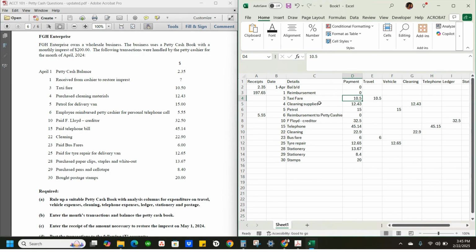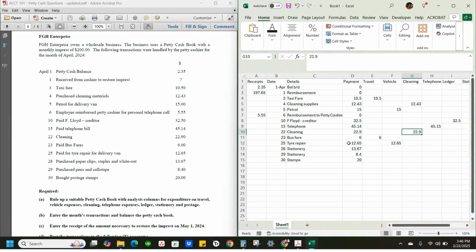On the third, again, we have a taxi fare for $10.50. That's here, and that's in our travel column. Purchase of cleaning materials, we have that here in the full for $12.43, and that's in our cleaning column. $15 on the fifth for petrol, we have that here and in our vehicle column as well. The reimbursement from the employee, we have that over here, 5.5. The next one is the payments of the creditor for $32.50. We have that there, and also in the ledger column. Paid telephone bill for $45.14.